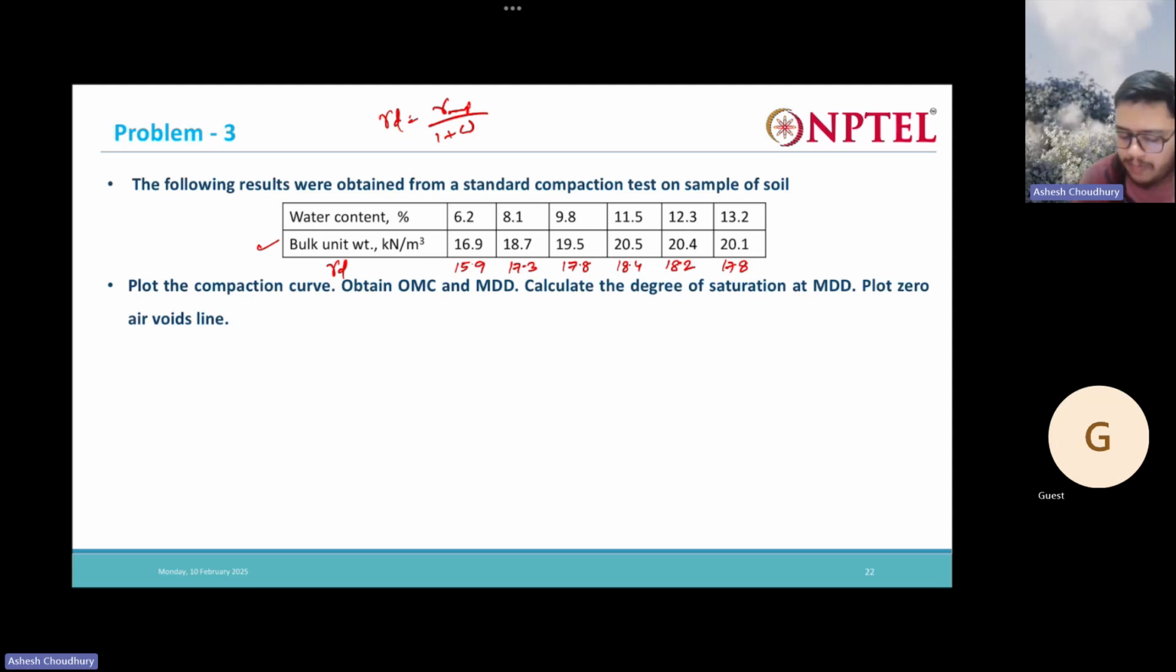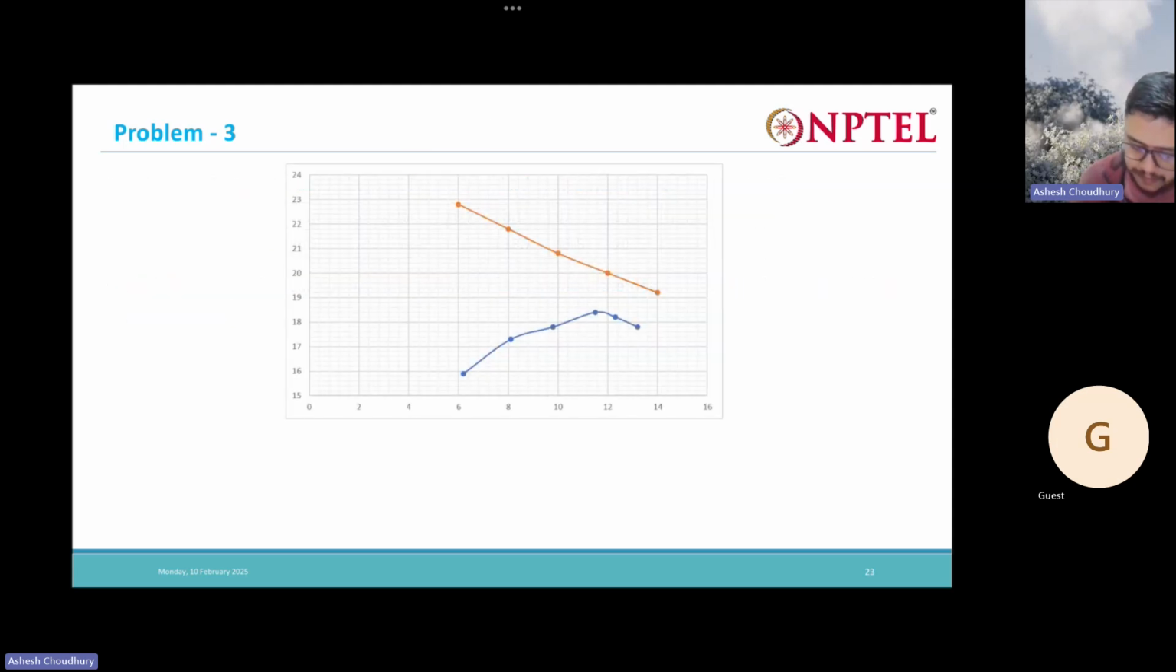So with this information, the water content and the dry density, you can plot the compaction curve and find out the optimum moisture content and maximum dry density. Next is the calculation of the degree of saturation at the maximum dry density. When we plot the compaction curve, the blue one is the compaction curve. From here I get our maximum dry density and the optimum moisture content. The maximum dry density is approximately 18.4 kN per meter cube.